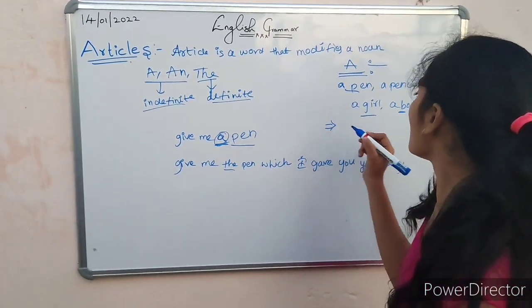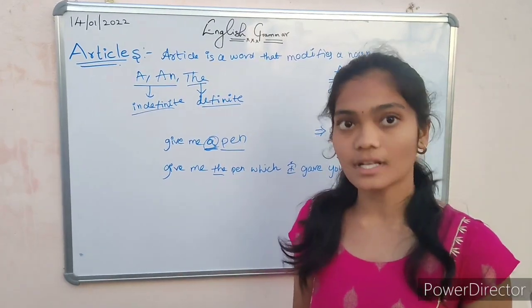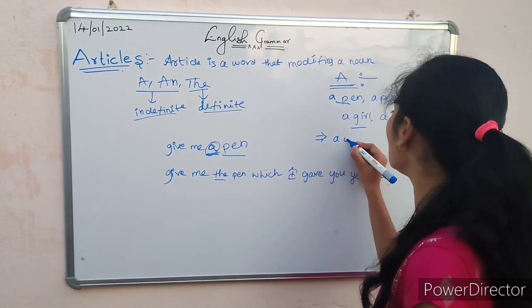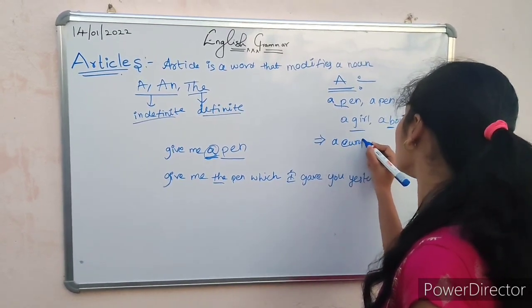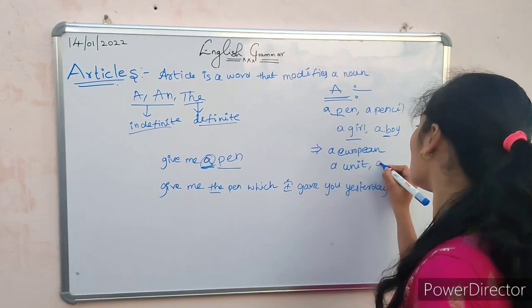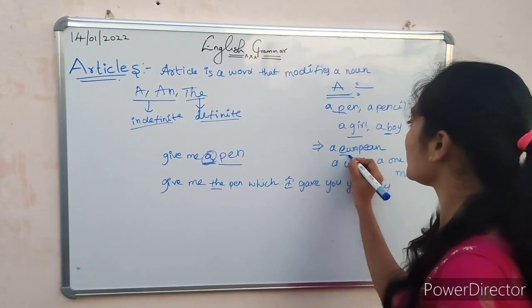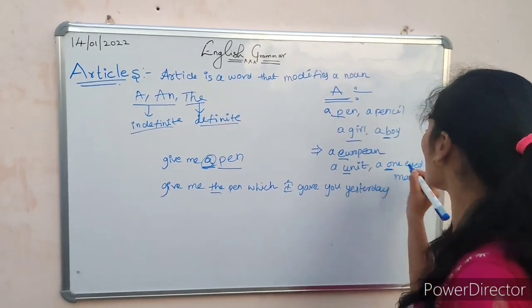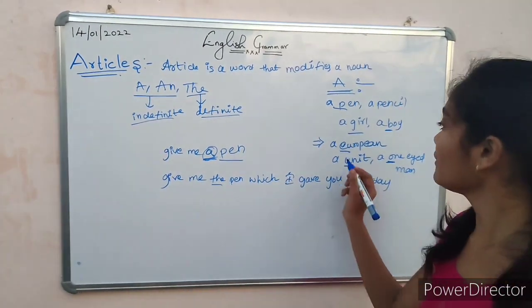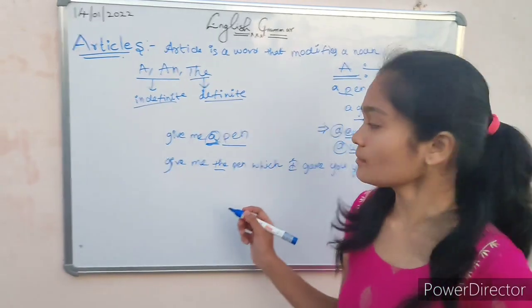Again, before the words which begin with a vowel but give a consonant sound, there also we use the article a. For example, a European, a unit, a one-eyed man. Here E, U, and O are vowels, but they give the consonant sound. That's why we place a here instead of an.